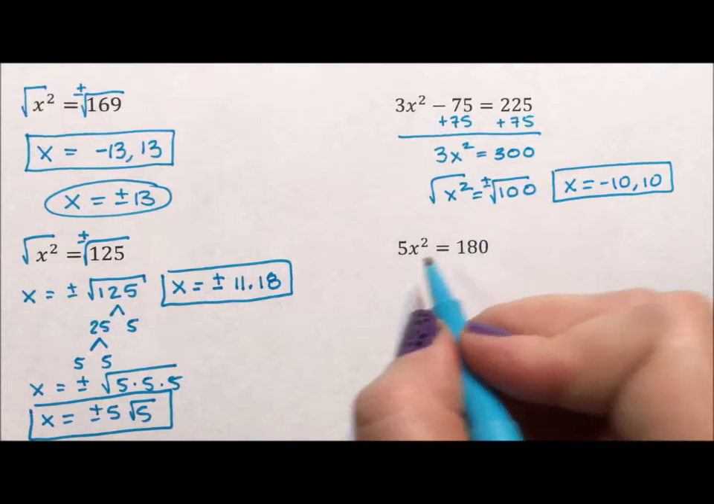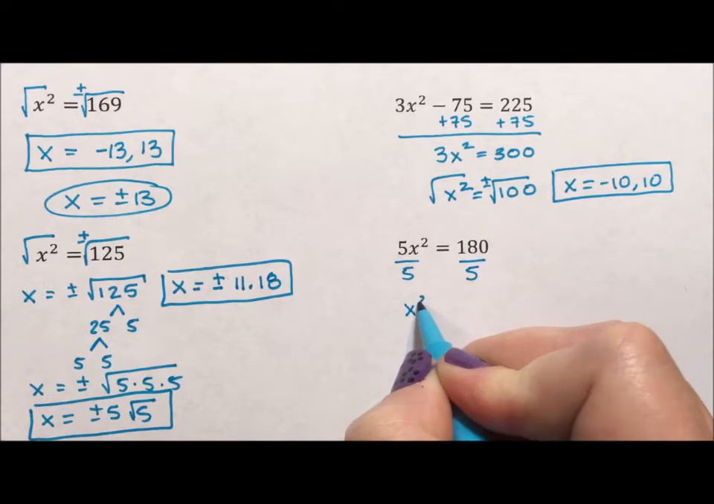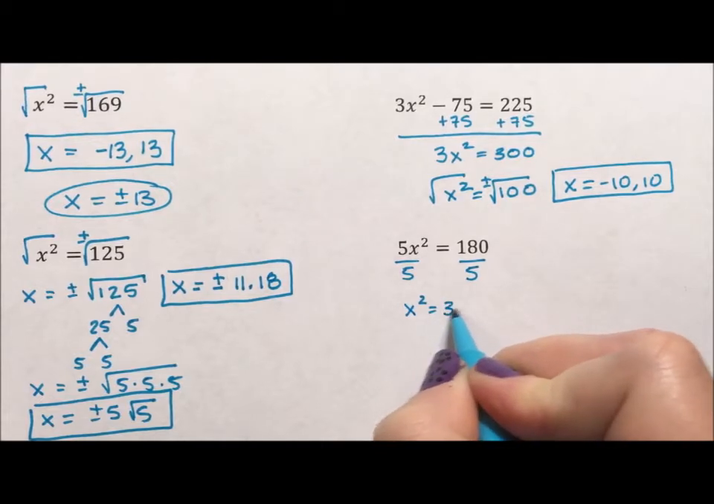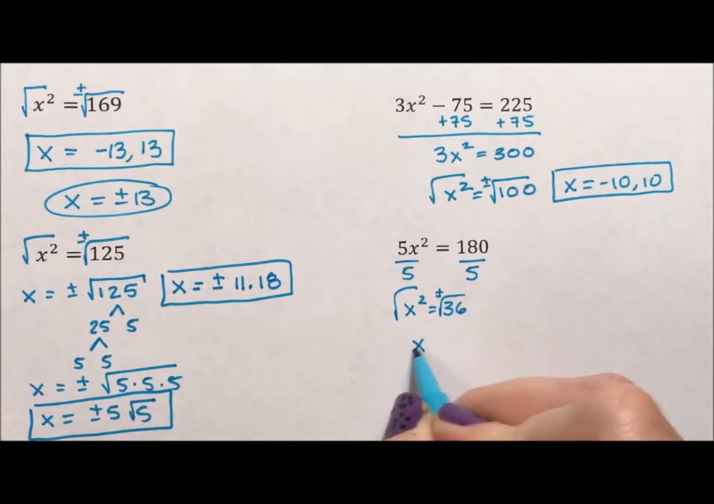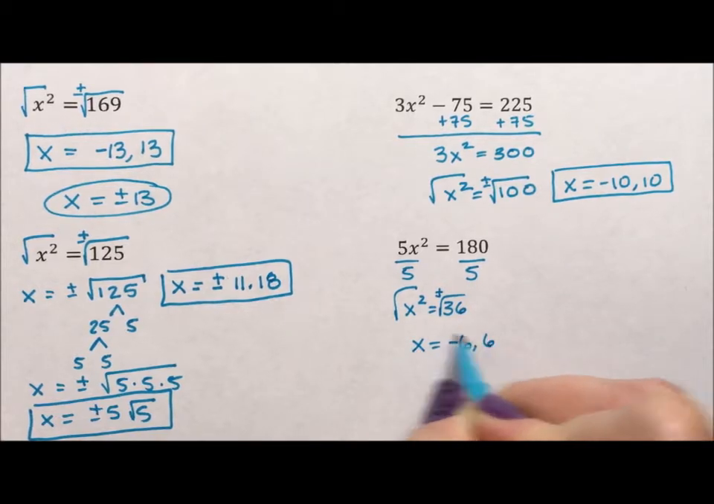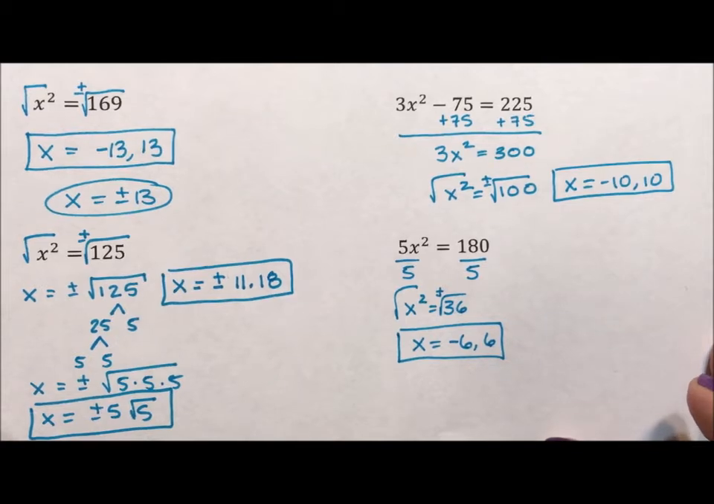Okay, for this next one, I'm going to divide both sides by 5, and I get that x squared is equal to 36. Square root with a plus or minus, and I get x is equal to negative 6 or positive 6.